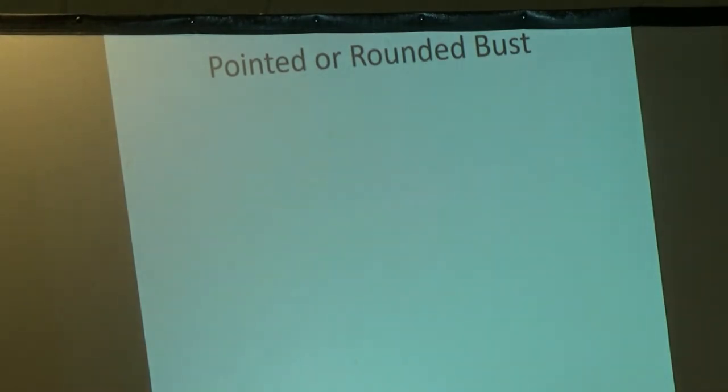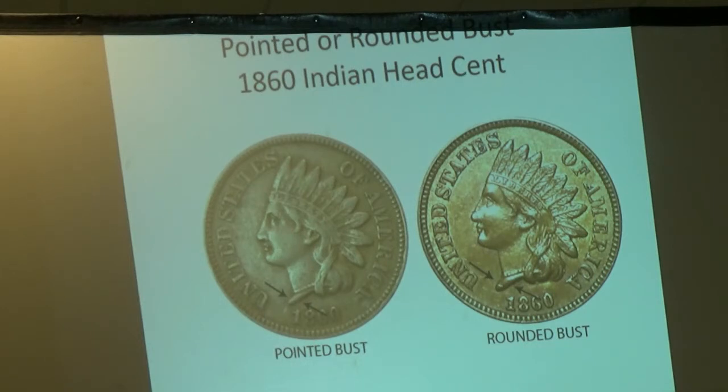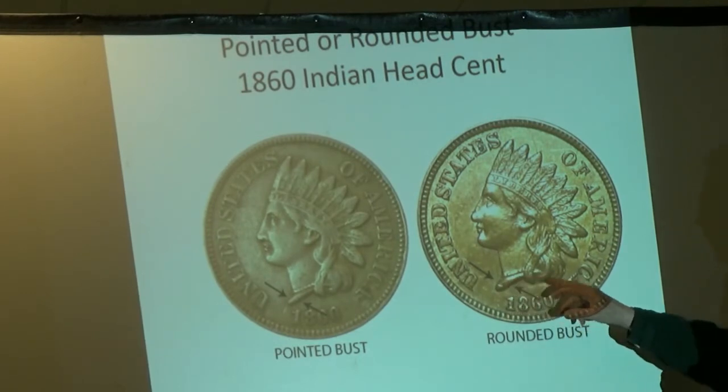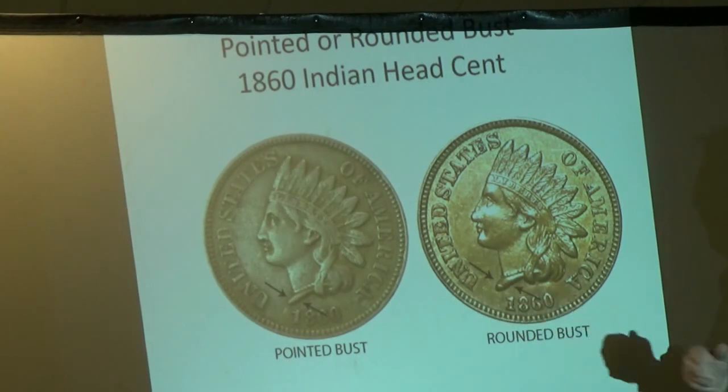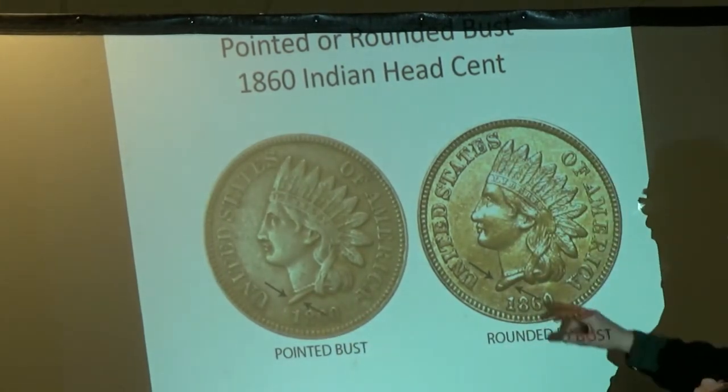Pointed or rounded bust. Indian head cent. Okay, I suppose you know I like Indian head cents, but this 1860 variety, they had 2 different die types. So if you collect, you'll be sure to know. It's very hard for me to determine these unless I have 2 of them beside each other. But the most important thing is if you look at the pointed bust, it is much smaller than this.